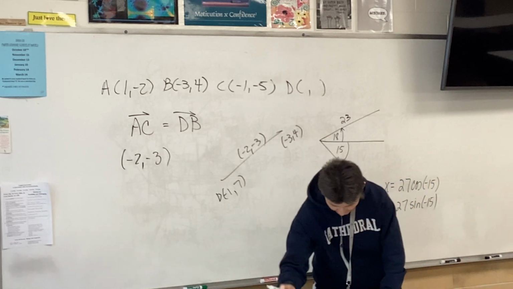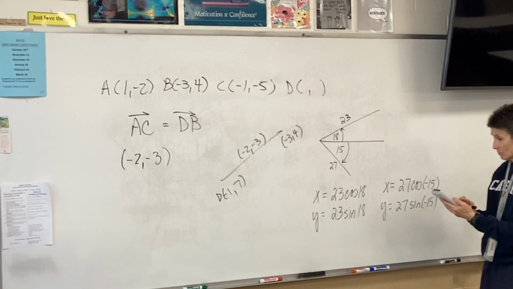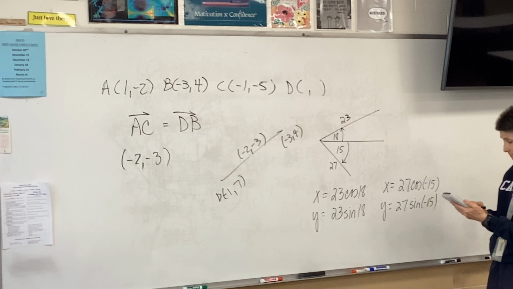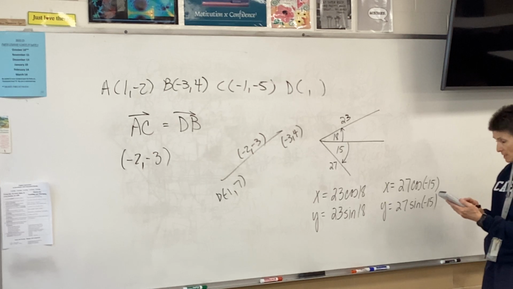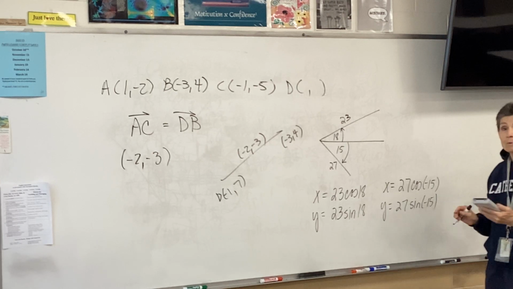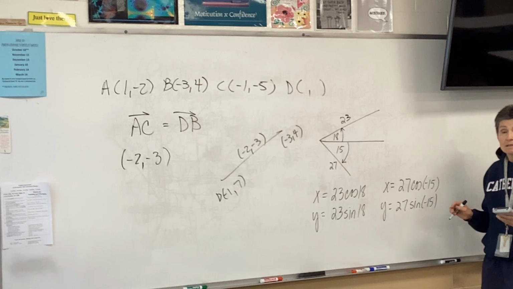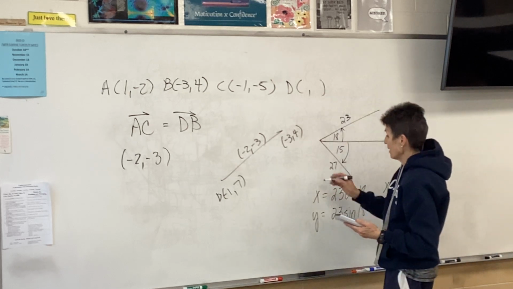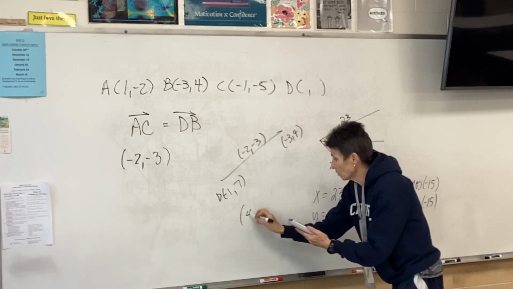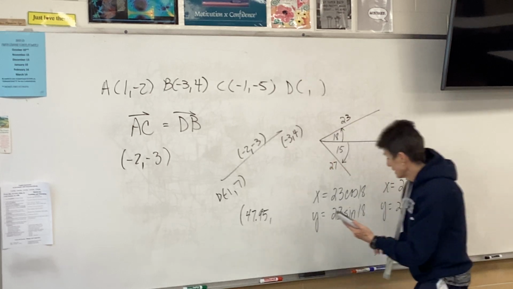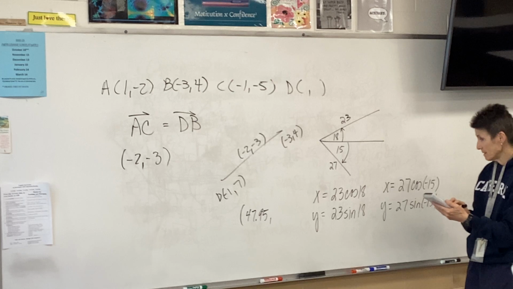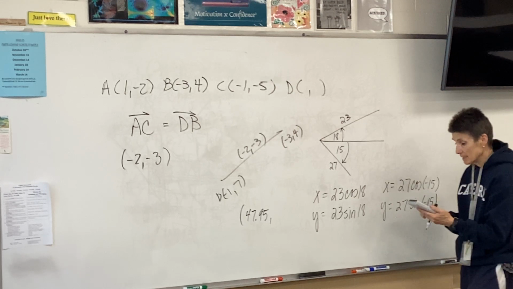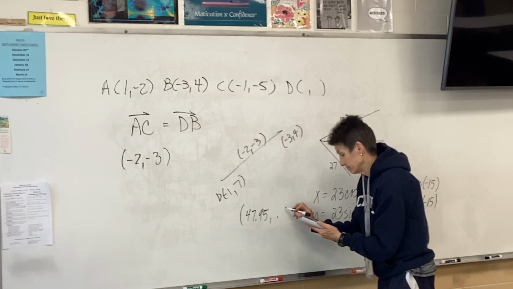I need my calculator. So 23 cosine 18 plus 27 cosine -15. Remember, we are adding the x's and adding the y's. So my resultant vector, the x is 47.95, and the y, 23 sine 18 plus 27 sine -15, is 0.12.